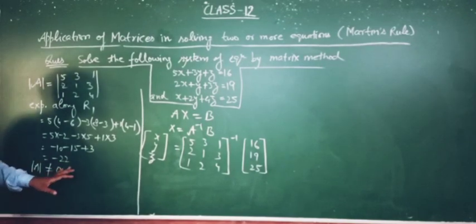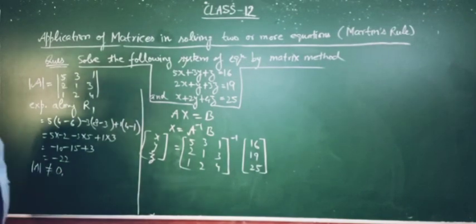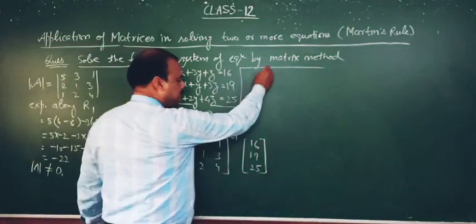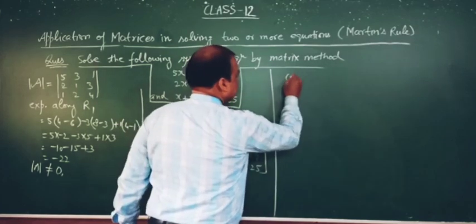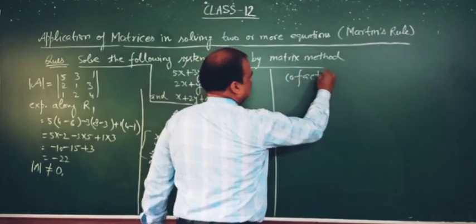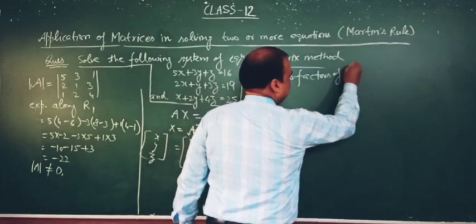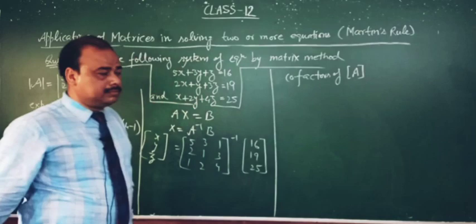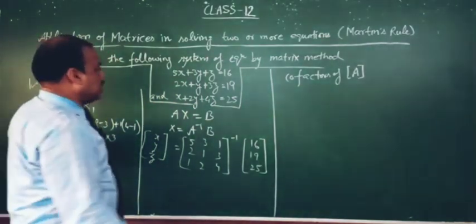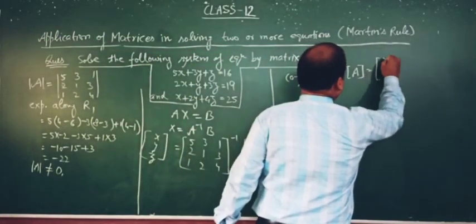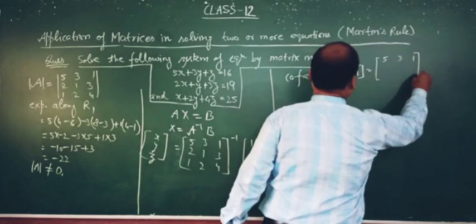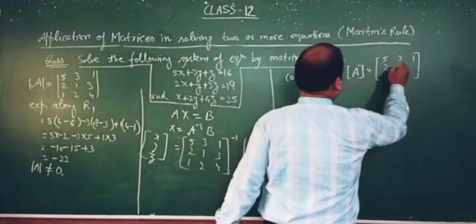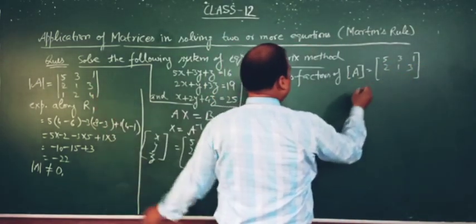So the inverse of this matrix is possible. For the inverse we first have to find the cofactors. The cofactor of the matrix determinant A: 5, 3, 1, 2, 1, 3 and 1, 2.